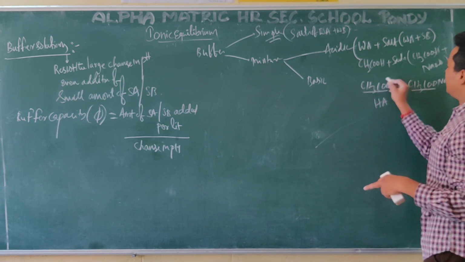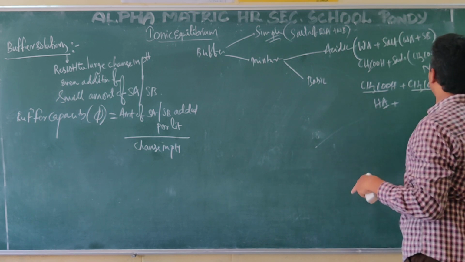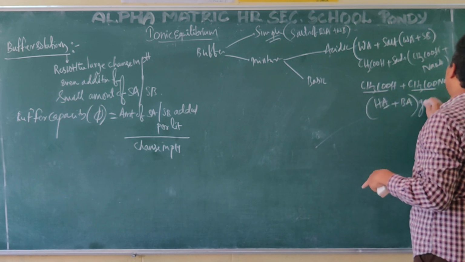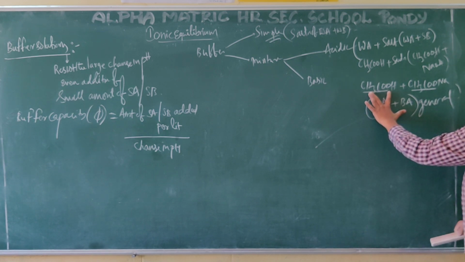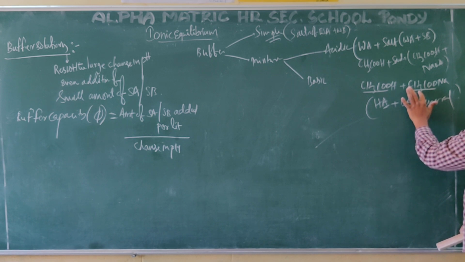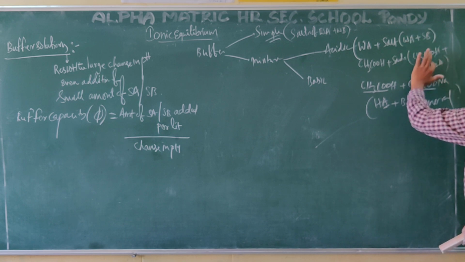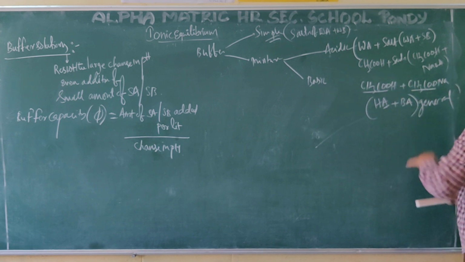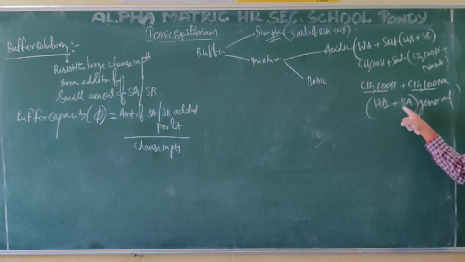In the HA form, the negative part A should be common. With some base, here BA will be there. This is the general format for an acidic buffer. A weak acid and a salt formed by a weak acid and a strong base. These two, the weak acid and its salt, are commonly called an acidic buffer. Generally HA represents the weak acid, and BA represents the salt formed by that acid.